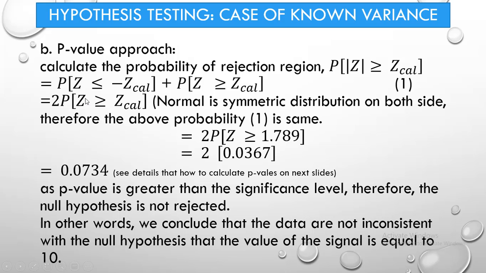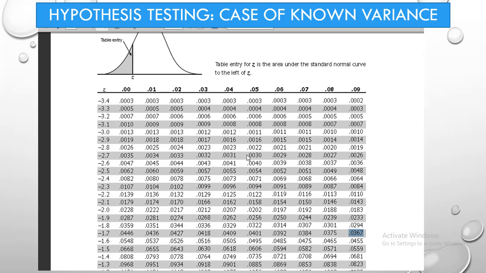So due to symmetry we can do it like this. You can just calculate the probability for one side. It is better to calculate for the left tail because the table is accumulated from the left side. But you can do it for the right side as well. So this is probability of z greater than or equal to 1.789 or probability of z less than or equal to minus 1.789. You can see this probability from the table, and let's check how you can see this probability in the table.